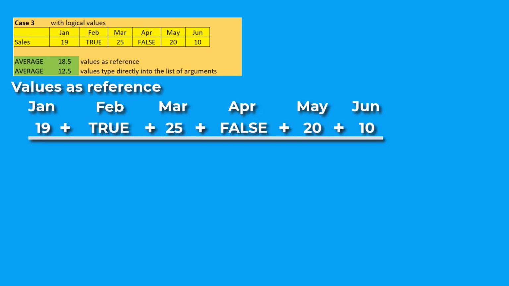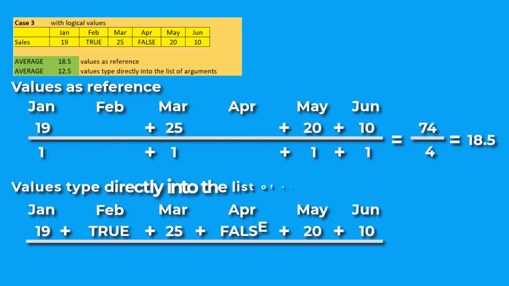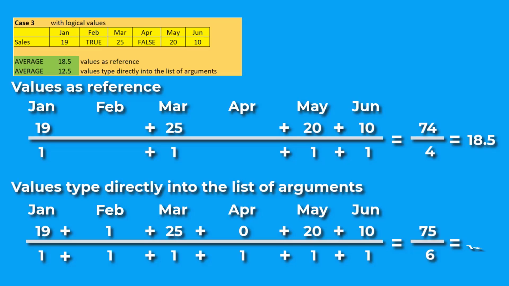In the first method, the average function simply ignores those logical values, resulting in a sum of 74. Those months that have logical values are not counted, resulting in a count of only 4. The average is 18.5. In the second method, the month that has a logical value of true has a value of 1, while the month that has a logical value of false has a value of 0, resulting in a sum of 75. All the 6 months will be counted this time, resulting in a lower average of 12.5.